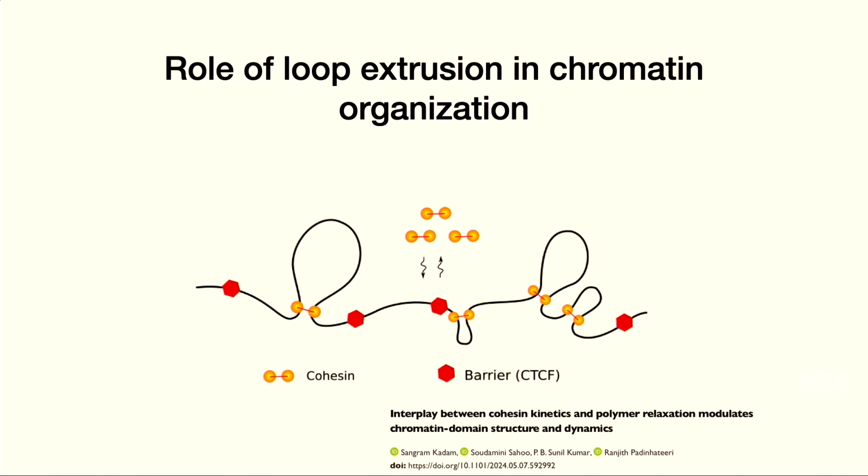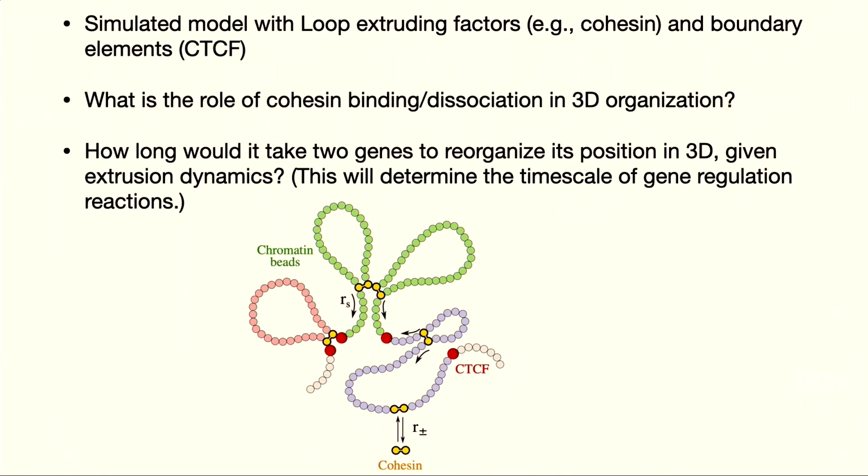The details are there in this paper, and once we do this, we ask many questions. For example, what is the role of binding and dissociation of this protein called cohesin to obtain the 3D organization? How long would it take for this gene to organize a position in 3D, and so on and so forth? So we can ask the time question here. If you tell the rate of extrusion and the binding and dissociation of these extruders as parameters, we can know something about the time.